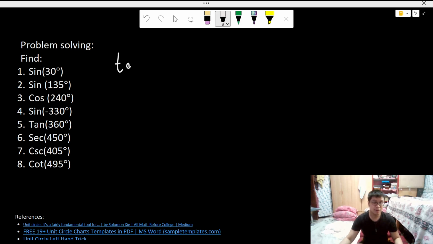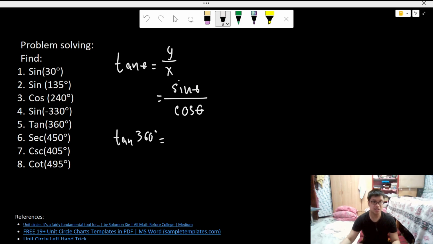Tangent, remember, tangent theta is just the same as y all over x, or it's just the same as sine theta all over cosine theta. So therefore, if we have tangent of 360 degrees, you will have sine 360 degrees all over cosine of 360 degrees. But you see, you don't know what's 360 degrees.